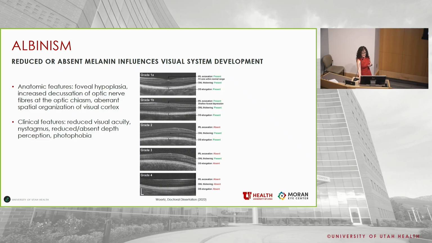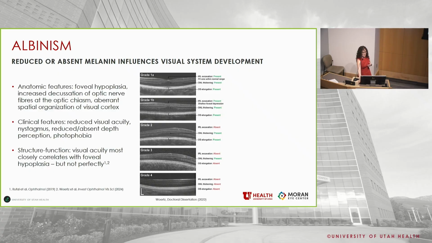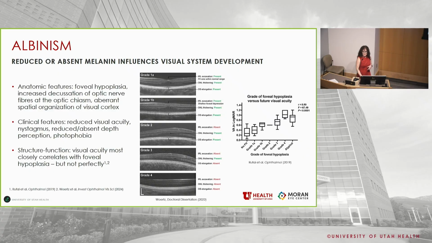We know that of the different changes in the visual system in albinism, foveal hypoplasia is the one that is most closely correlated with visual acuity. So people who have more severe foveal hypoplasia tend to have worse acuity, less severe foveal hypoplasia, better acuity. But this relationship isn't perfect. You can see in this graph on the slide over here that there's a lot of overlap between different grades of foveal hypoplasia, which means there's a lot of factors that we don't yet know about that are contributing to determining visual acuity in this population.